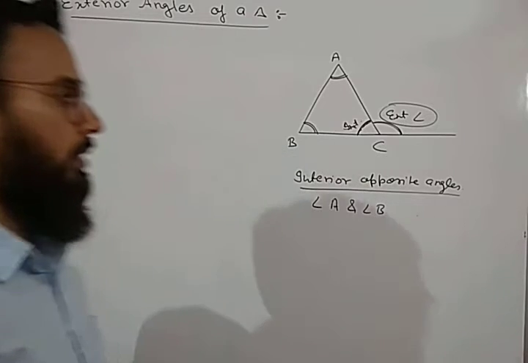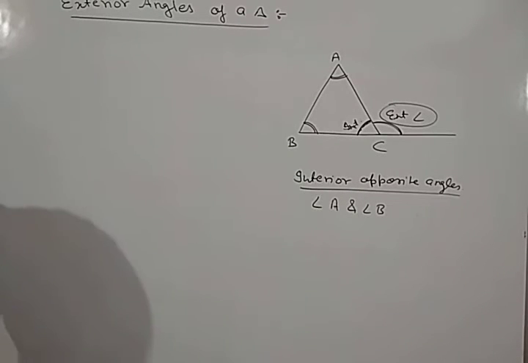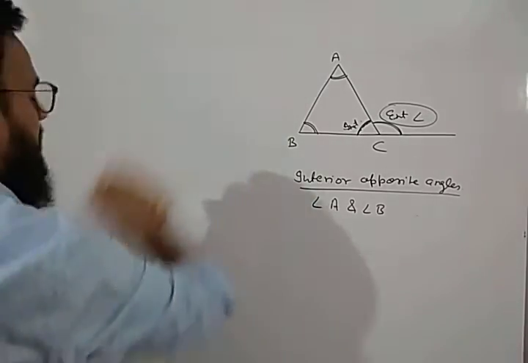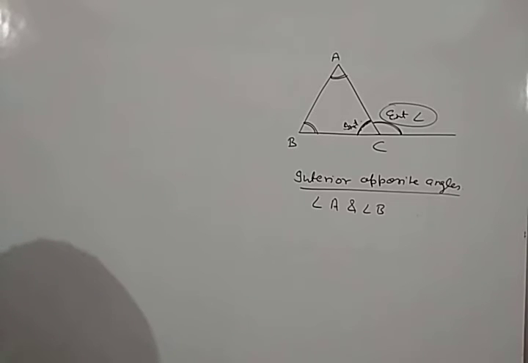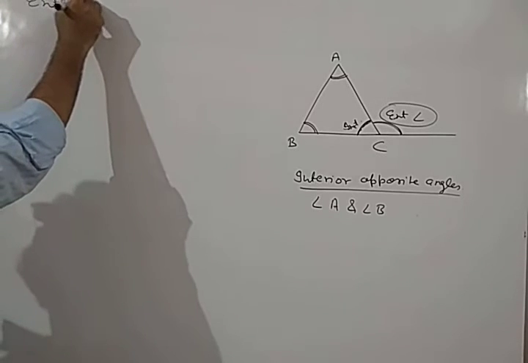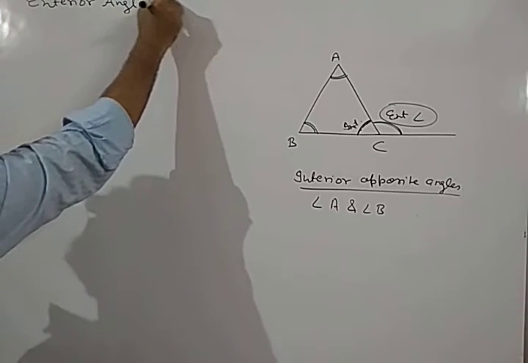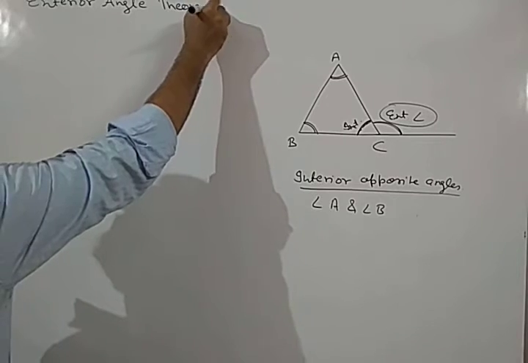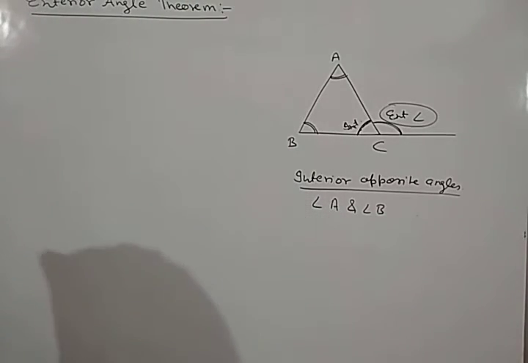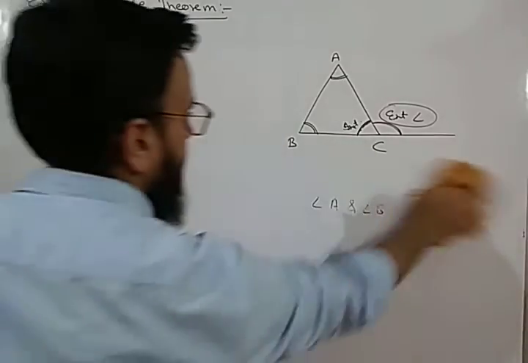Okay, so now let us start the exterior angle property of a triangle. This is our next theorem, which is called the exterior angle theorem, and it is also known as the exterior angle property. So what is this theorem? Note down the statement.